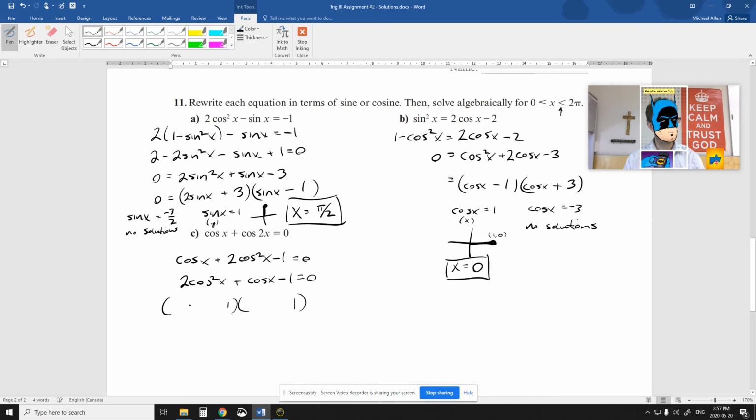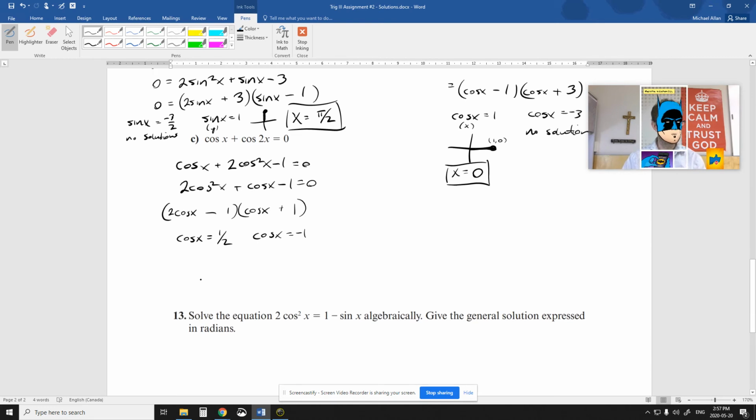So a 1 and a 1, that's the only way to make that. I got a 2 cos x and I got a cos x, that's the only way to make that. But I need to get a +1, so that's a positive there and a negative there. Okay. So cos x is equal to 1/2. Cos x is equal to -1. So I just have to solve these two pieces.